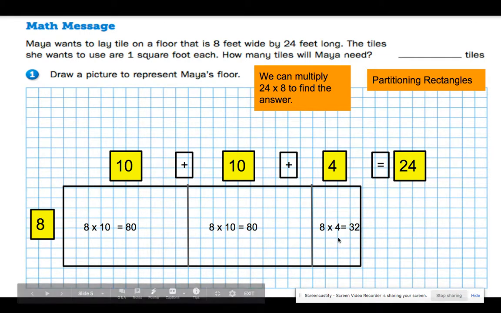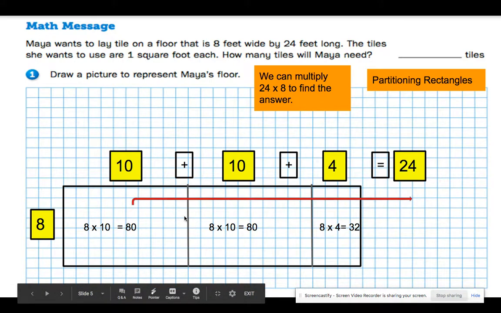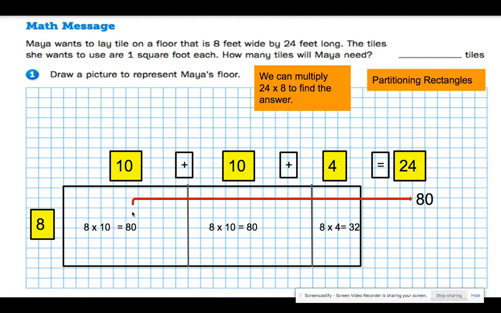So now what? Well, we're going to combine all of these sections together, right? So we're going to take the 80 that is here, and I'm just going to put it over here, because what we're going to eventually do is add all these sections together. So I'm going to take this 80 and put it over there, and then this 32 over here.